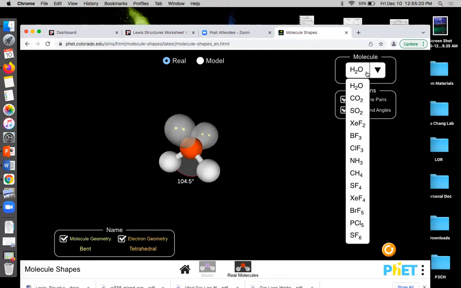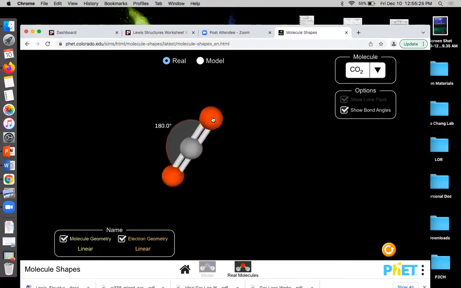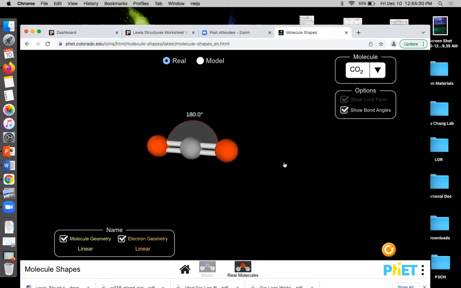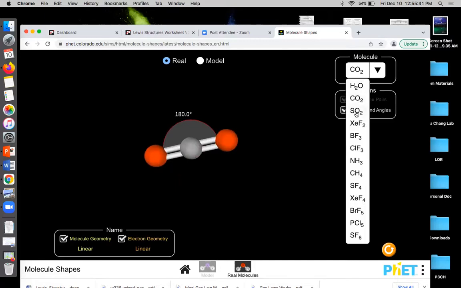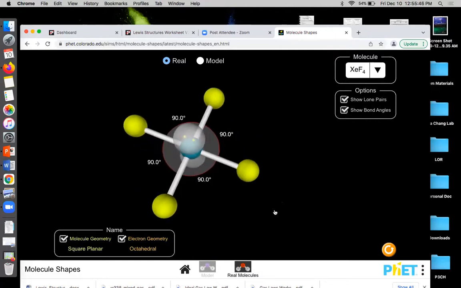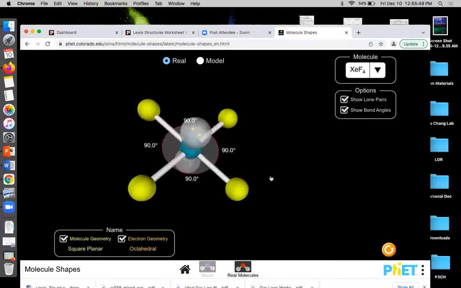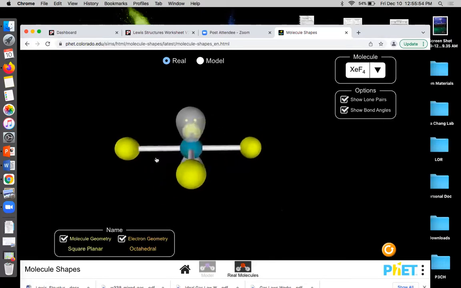And so you guys can look at CO2. Notice how CO2 is linear. It's 180 degrees. We can do it under different perspectives, right? From the bottom up, from the side, from the top, from the front. You can look at XeF4. I think that's another one that we did. So this is the octahedral. Notice the bond angle is 90 degrees all the way around. 2 lone pairs. We're able to look at different perspectives here.